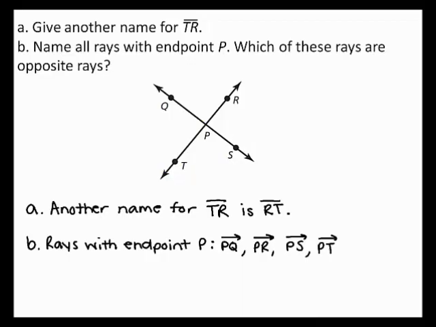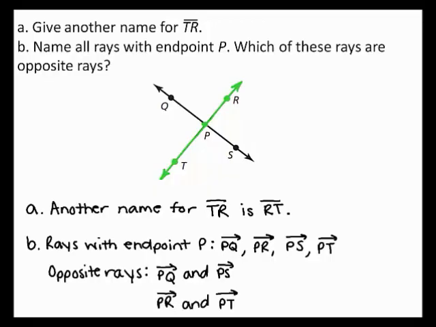Now, 2 rays are opposite rays if they have the same endpoint and are collinear. From the diagram, you can see that ray PQ and ray PS both have the same endpoint P and are collinear. So, ray PQ and ray PS are opposite rays. In addition, ray PR and ray PT both have the same endpoint P and are collinear. Therefore, ray PR and ray PT are opposite rays as well.